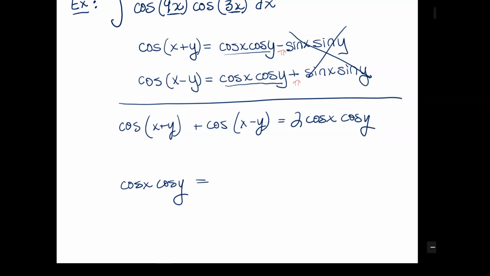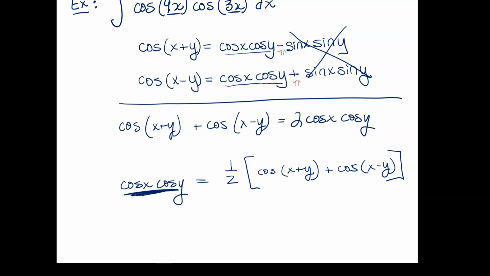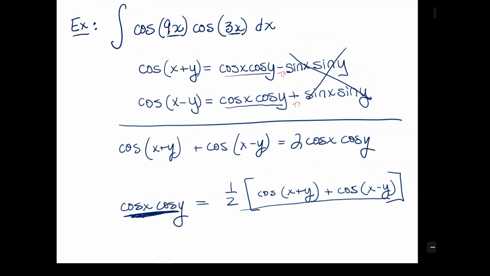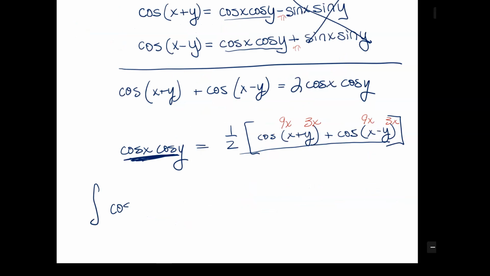So I'm going to divide that 2 over as a 1/2. And I'm just going to keep it out because I'm going to then pull it to the front of my integral. So any product of the cosine of two different angles can be separated out using this formula. We have the angles 9x and 3x, so that's what we're going to be plugging in for these two here. 9x and 3x. So instead of the integral of cosine 9x cosine 3x dx, this formula here says we can replace it with that.